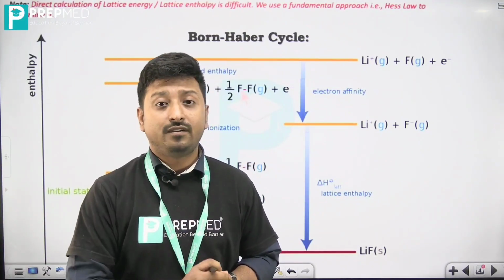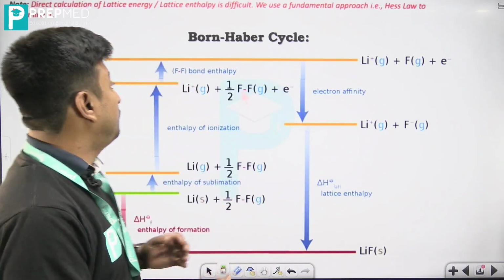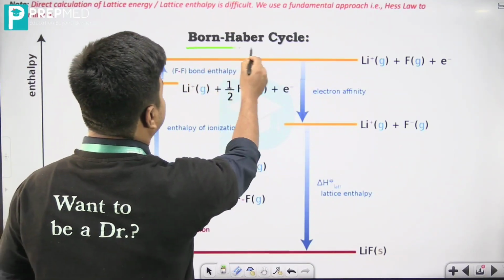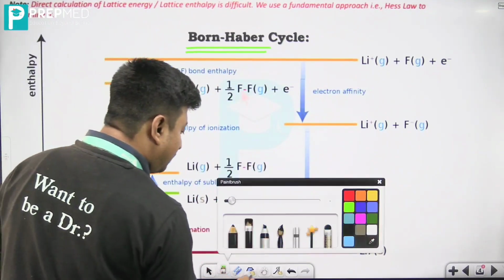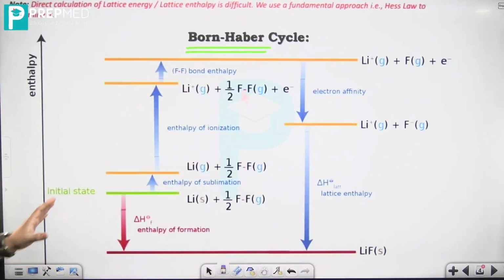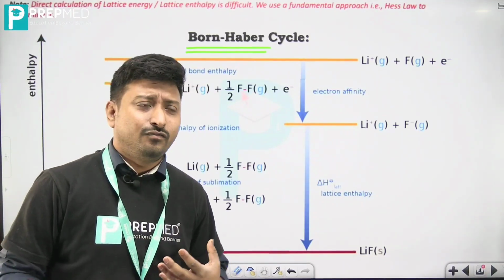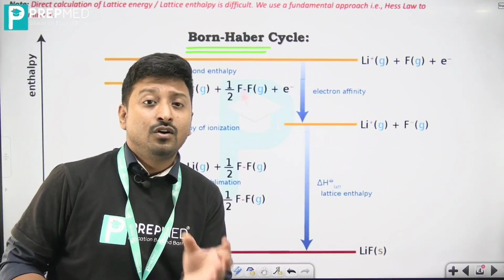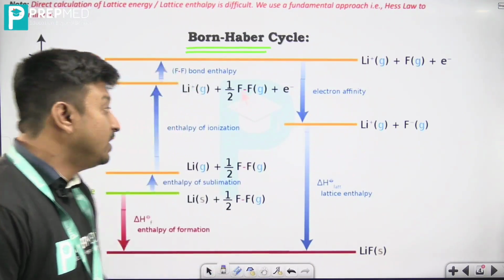So that is why we will take the help of the Born-Haber cycle. Now, in this particular Born-Haber cycle, one thing is very important, which is that it determines the lattice energy of the lattice from its primordial state, that is the very initial state. Okay, what is it?